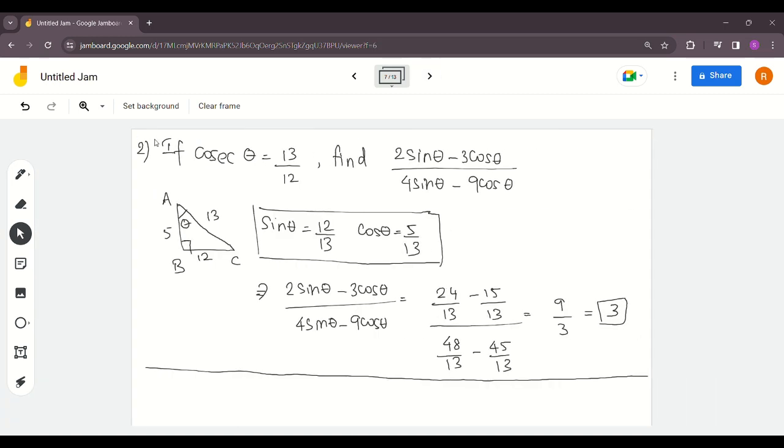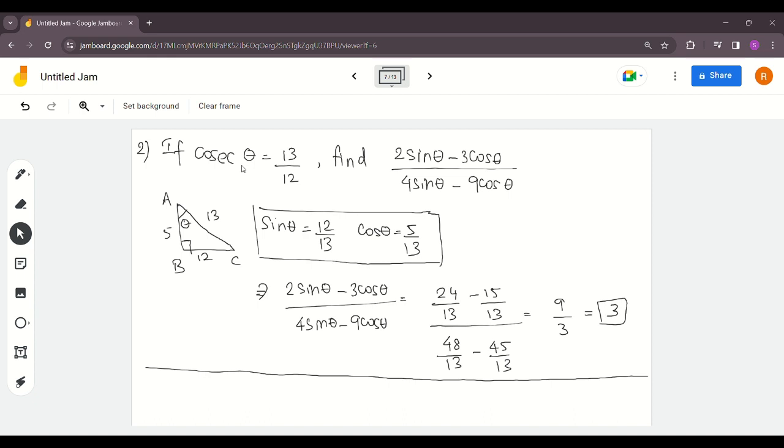Next question, cosecant theta is 13 by 12. This is a shortcut. So find 2 sin theta minus 3 cos theta by 4 sin theta minus 9 cos theta. See here, cosecant, you draw the diagram first. Here I am marking angle theta as angle A. So angle A to be theta. So now I have written cosecant is 13 by 12.